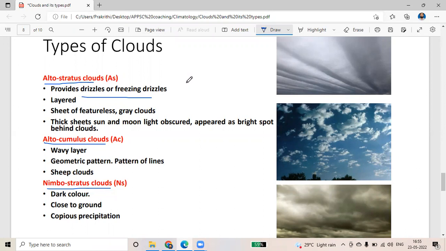अभी इसमें देखो nimbus का नाम नहीं है, बाकी सब में nimbus आ जाएगा, लेकिन altostratus में nimbus ऐसा कुछ word नहीं है. So this is also a rainy cloud, but not shower like rain, but it will drizzle. And as the name indicates, it has layers.